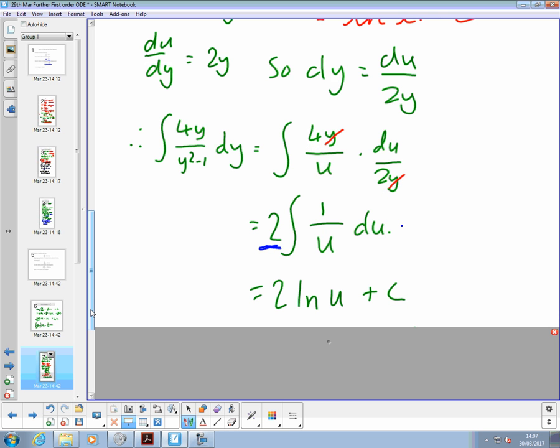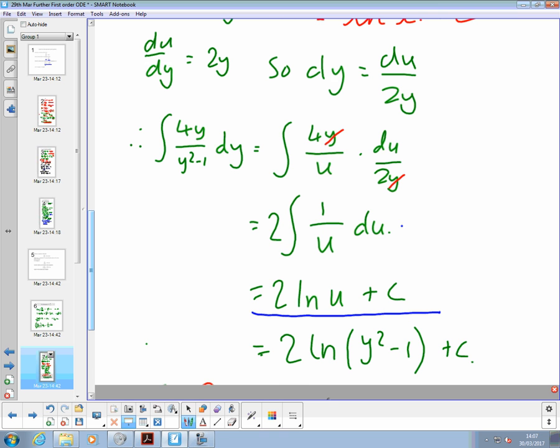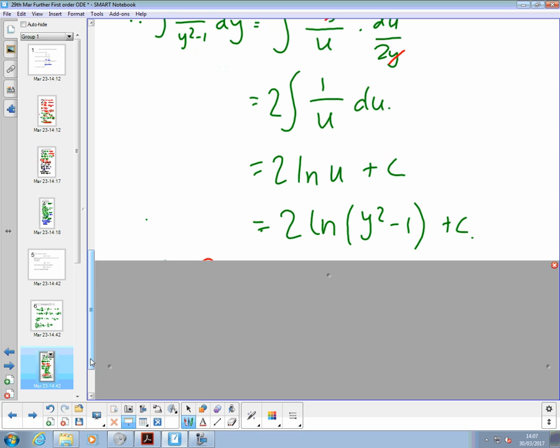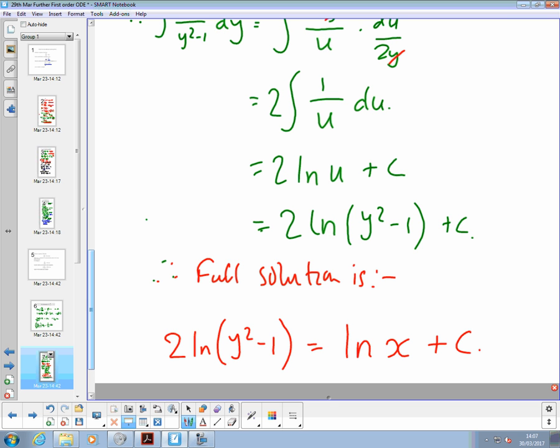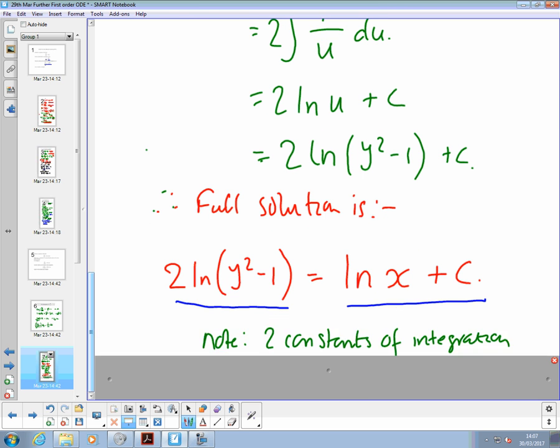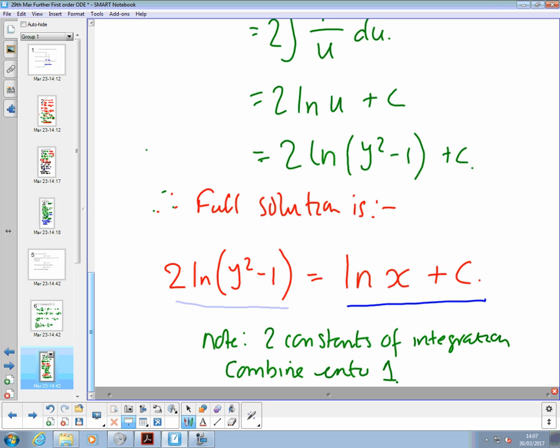We can then use the standard table to say that's 2 ln u, and then lastly replace u with what we called u in the first place, y squared minus 1, and add the constant of integration on the end. Then we bring the two sides of the equation together into the final solution. Left hand side, 2 ln (y squared minus 1), is equal to ln x plus c, and you'll note that both constants of integration can come together into one single constant of integration.